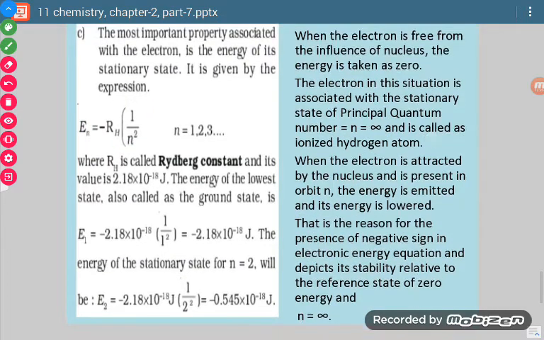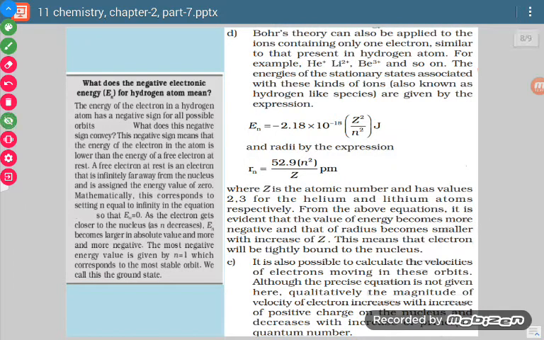Now we can discuss it in detail more here. Okay, now see, what does the negative electronic energy of the hydrogen atom mean? The energy of the electron in a hydrogen atom has a negative sign for all possible orbits. Just like we calculated now, E1 is equal to this equation, which is called the electronic energy equation. Now there is a negative sign.